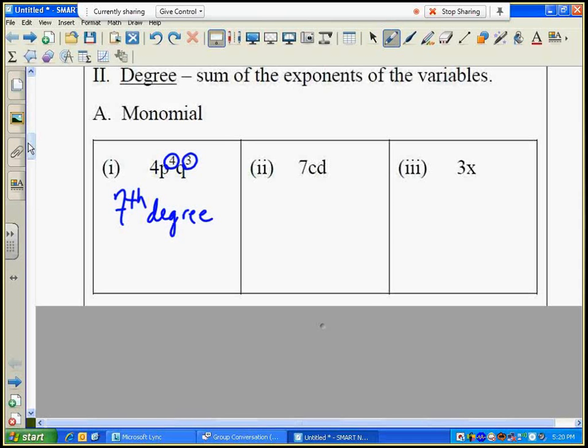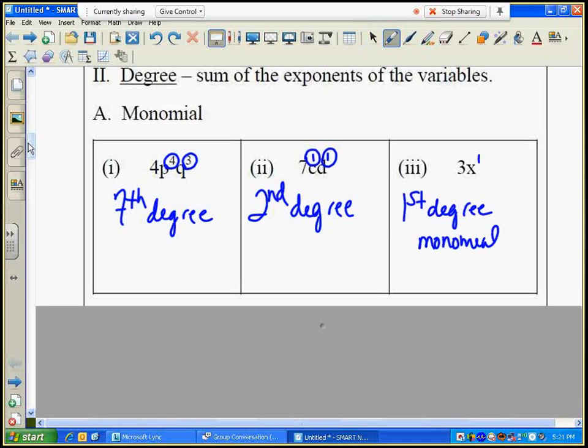In the second example, you see here we have 7cd. Now you'll remember that each one of the c and the d are going to have an exponent of 1. So since there are 2 variables, we add their exponents together. 1 plus 1, you will get a 2nd degree monomial. In our third example, we have just 3x to the 1st power. This is a 1st degree monomial. So in order to determine the degree of a monomial, you just add up the exponents of all the variables. Okay? Now let's talk about how we would find the degree of a polynomial. It's slightly different.